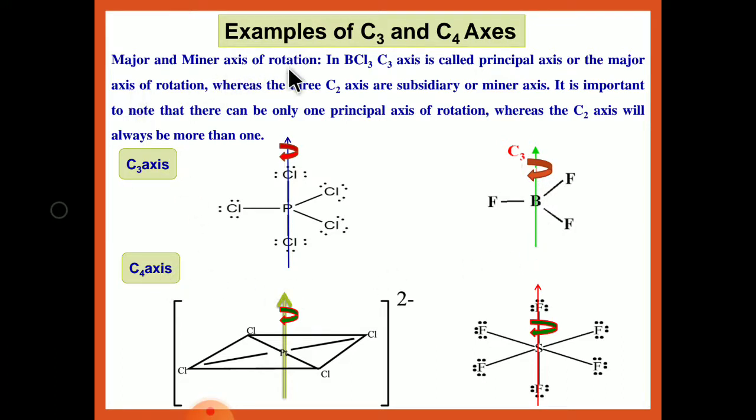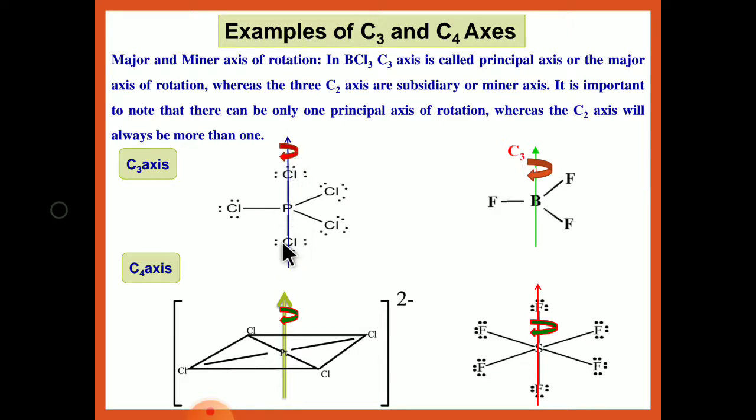Major and minor axes of rotation in BCl3. The C3 axis is called the principal axis or major axis of rotation, whereas the three C2 axes are subsidiary or minor axes. It is important to note that there can be only one principal axis of rotation, whereas the C2 axes will always be more than one. So with the help of this definition, we can explain this example. Here C3 is the principal axis, which is passing through the Cl, P, Cl atoms. So this is the C3 axis.